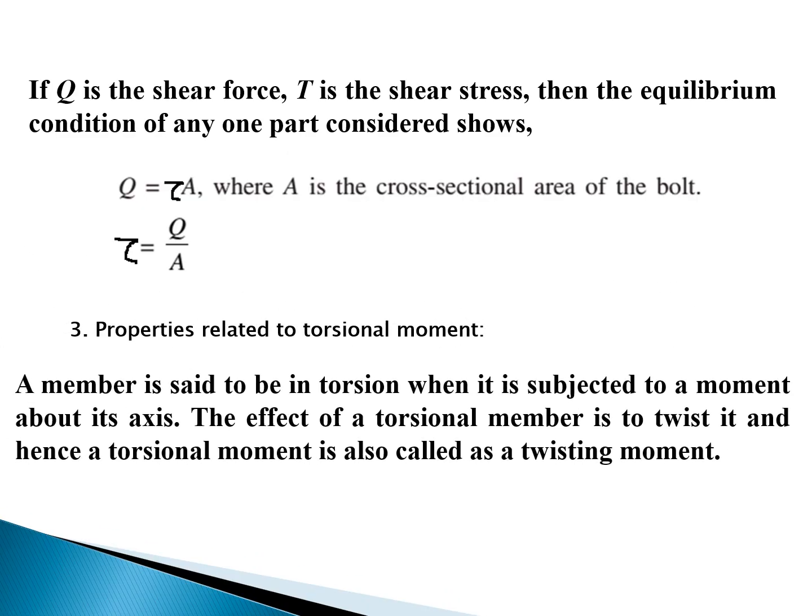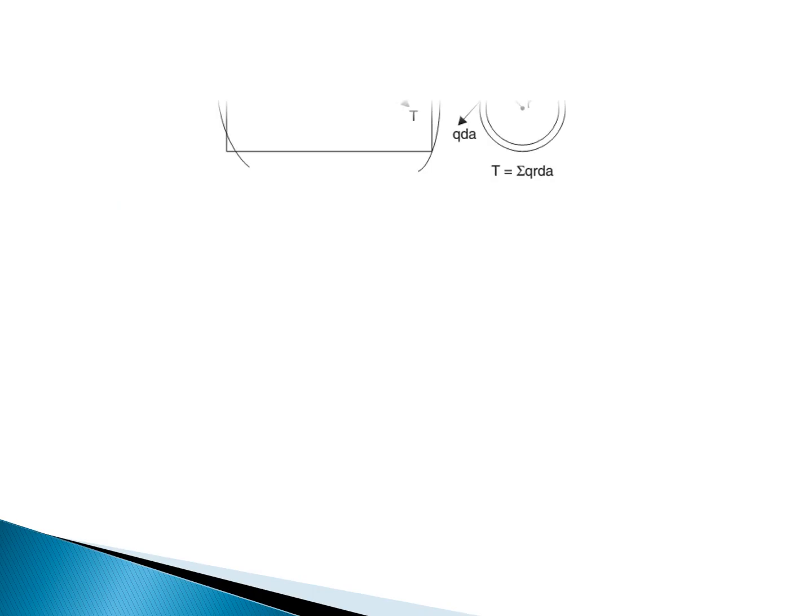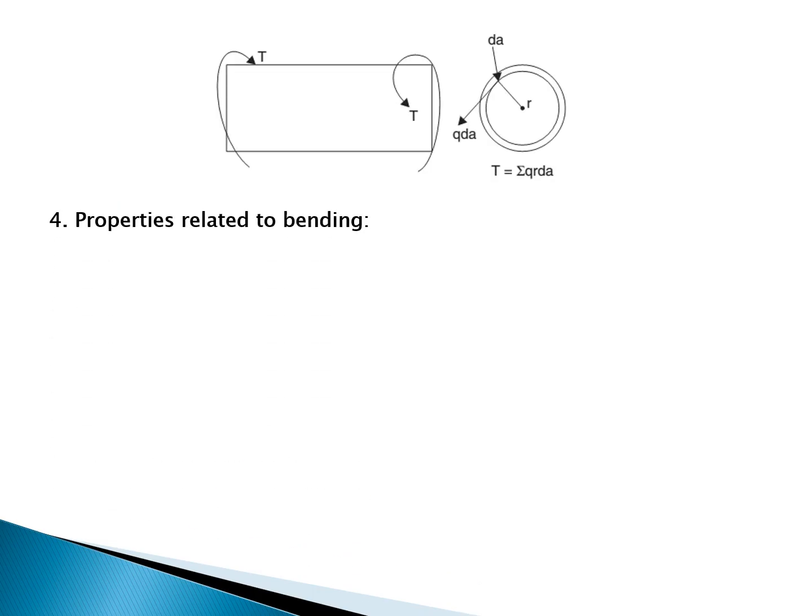The next one is properties related to torsional moment. A member is said to be in torsion when it is subjected to a moment about its axis. The effect of a torsional moment is to twist the member, and hence a torsional moment is also called the twisting moment. So in this diagram, that is the torsional moment, or torque. Here torque is denoted by the symbol T.